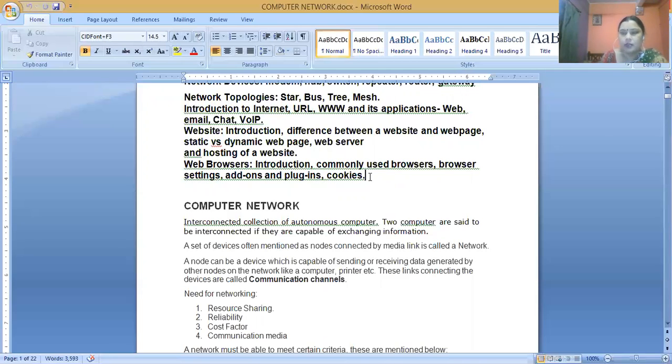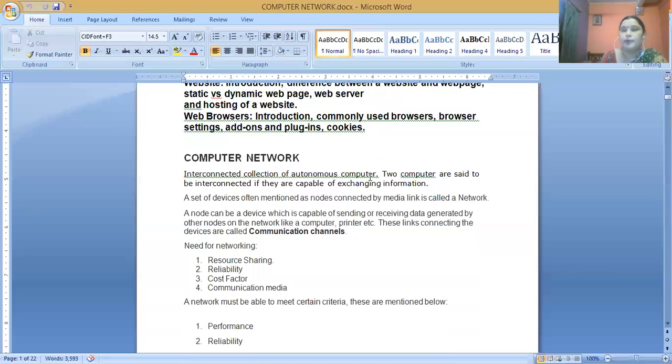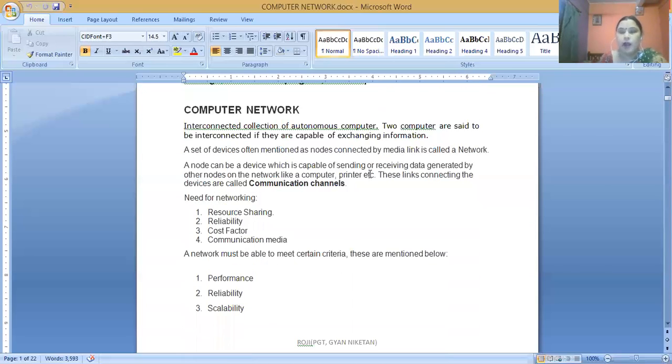Okay, student. Now let us discuss computer networks. Means, what do you mean by networks and why we need networks? What do you understand by computer networks and what is the purpose of networking? Dear students, first of all, I want to explain to you the meaning of networks. Means, what is a network? Network means the interconnected collection of autonomous computers.